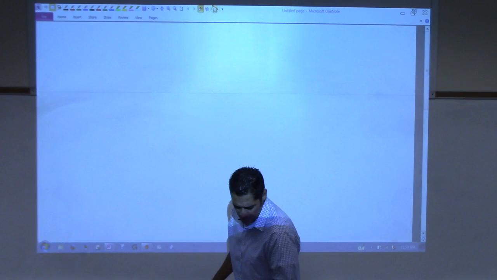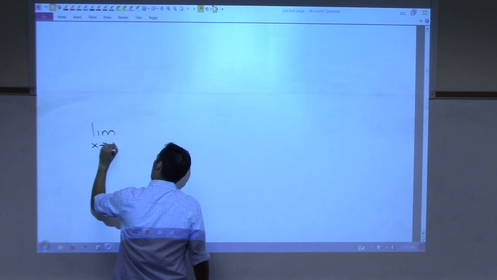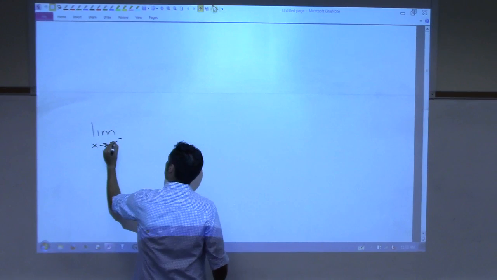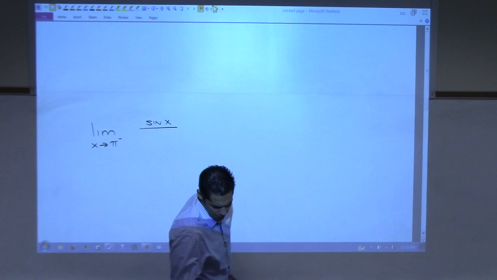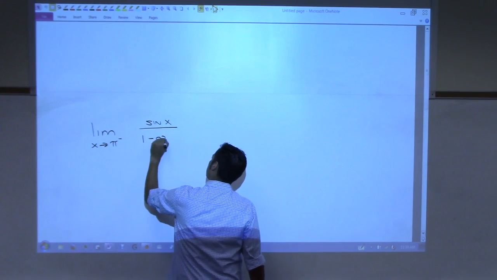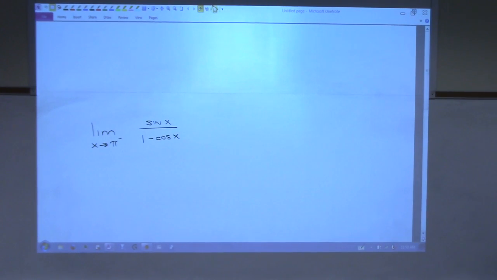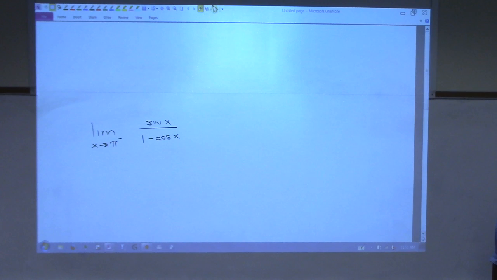All right, how about this one? Limit as x approaches pi from the left side of sine x over 1 minus cosine x. What do we do?